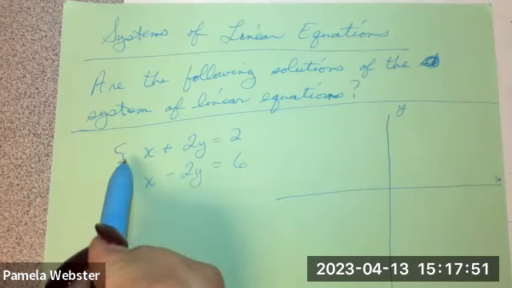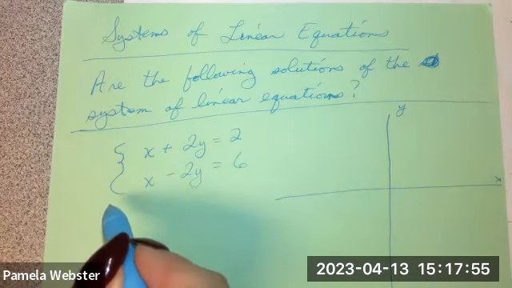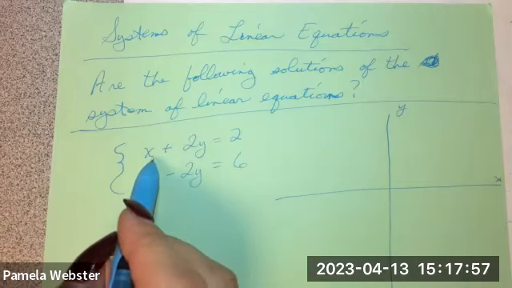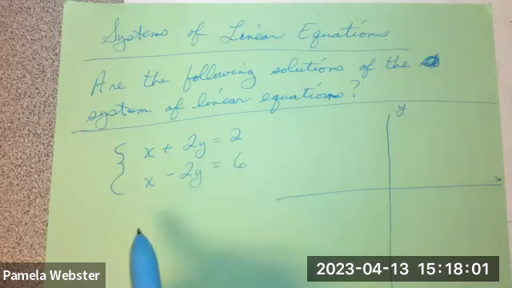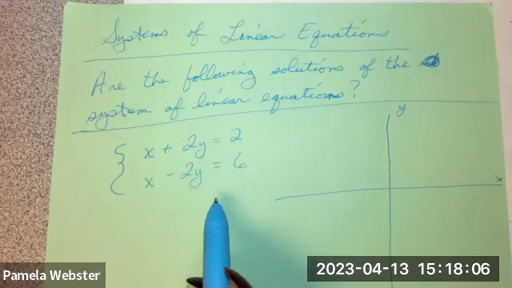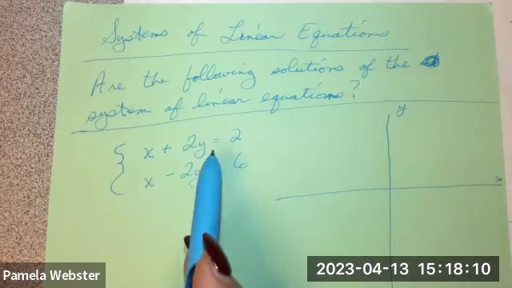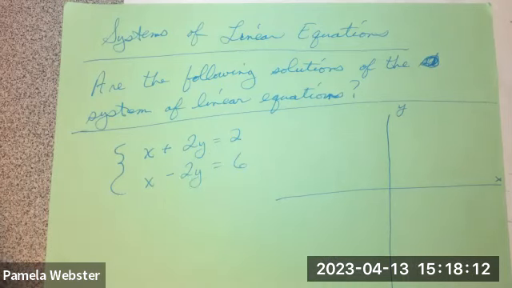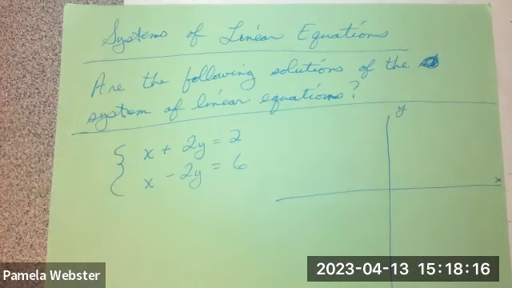We use the curly brackets, similar to what we would use when we did a piecewise function. So x plus 2y equals 2, that's one of my linear equations. x minus 2y equals 6, that's my other linear equation. Whenever we look at this, we say, okay, I've got two different equations. The question says, are the following solutions of the system of linear equations?